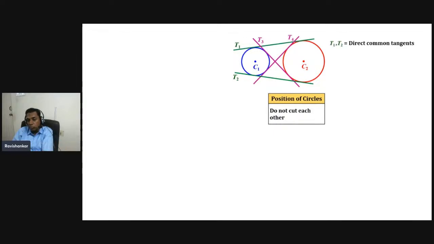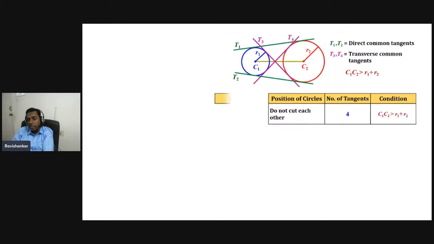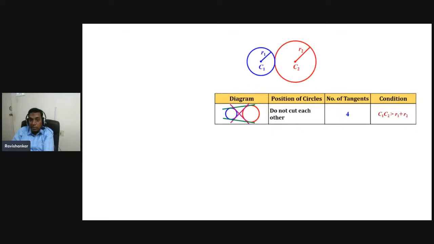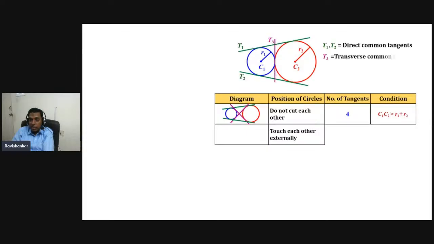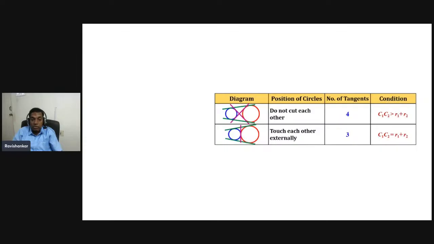So you can see that the summary is: do not cut each other means, okay, the number of tangents part don't bother too much. Number of tangents is 4. That's there in your theory also, but somehow JEE has removed it. But the condition we will write as C1C2 greater than R1 plus R2. And the diagram is like this. Then touch each other externally: there are 3 common tangents, C1C2 is R1 plus R2.